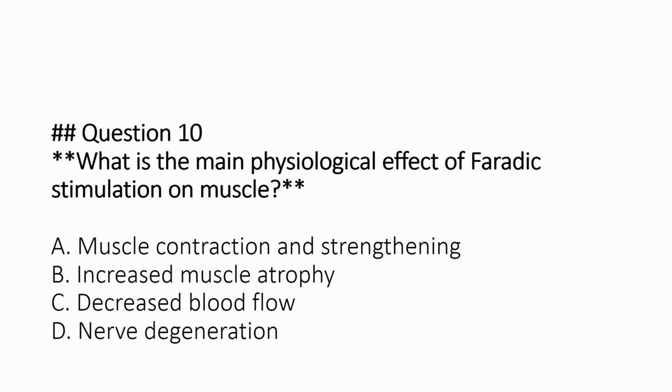Option A, muscle contraction and strengthening. Option B, increased muscle atrophy. Option C, decreased blood flow. Option D, nerve degeneration. And the answer is option A, muscle contraction and strengthening.